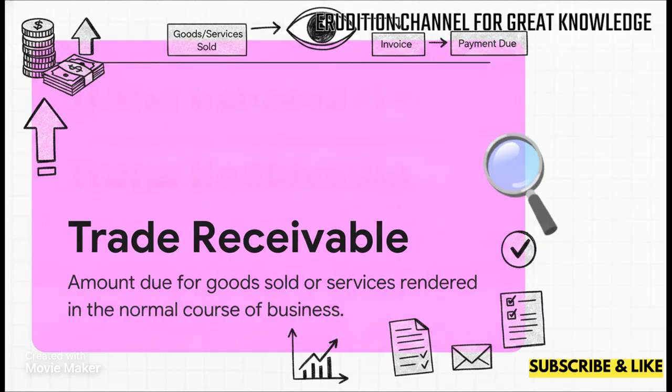First things first, we need a baseline definition. What exactly are we investigating here? Basically, a trade receivable is strictly an amount due on account of goods sold or services rendered in the normal course of business. It's specifically that amount recoverable from customers. Think of it as the lifeblood of day-to-day operations. It's money expected from actual legitimate sales, not from side deals or special favors.